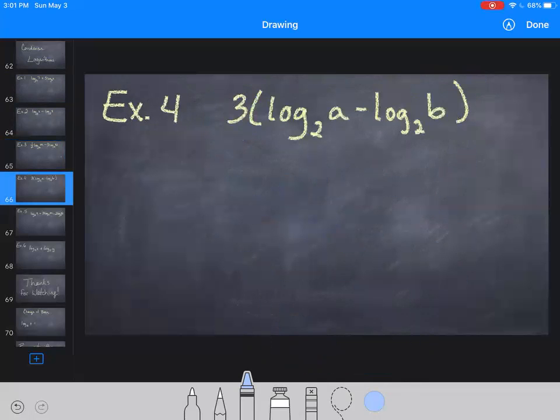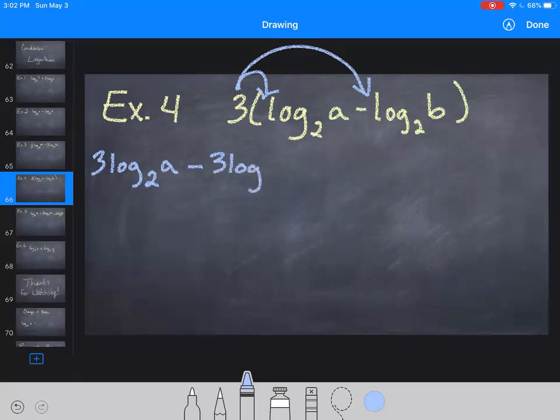On example 4, there's 2 ways that we can do this. Now, usually when we have a number outside the parentheses, we go ahead and distribute it. So I'm going to show you that way. I'm going to say, okay, this 3 can go in front of the log base 2 of a, and then this 3 can go in front of that log base 2 of b. So I would end up with a negative 3 log base 2 of b. So I have 3 log base 2 of a minus 3 log base 2 of b.